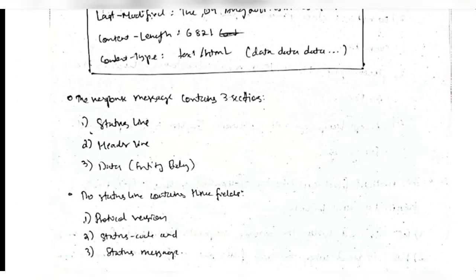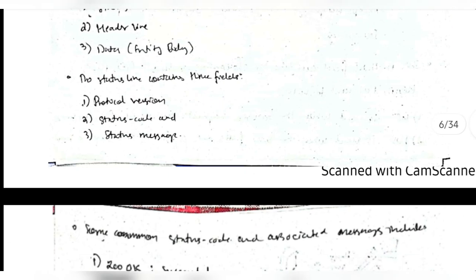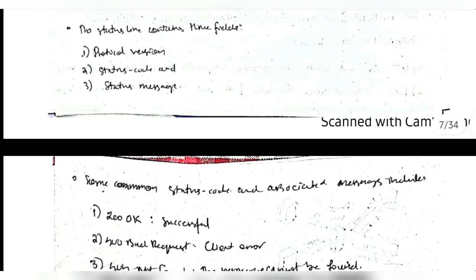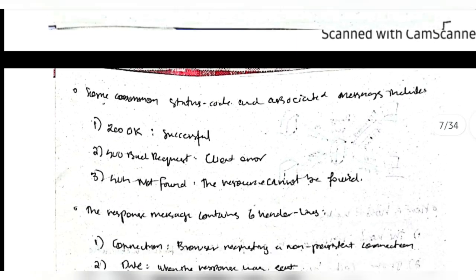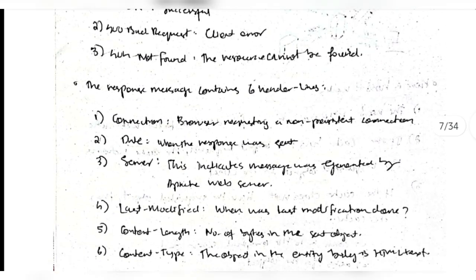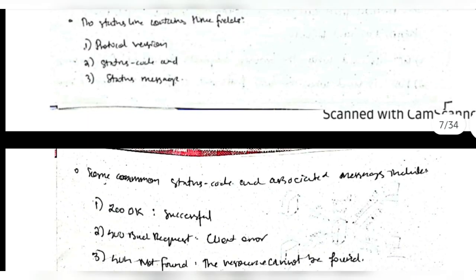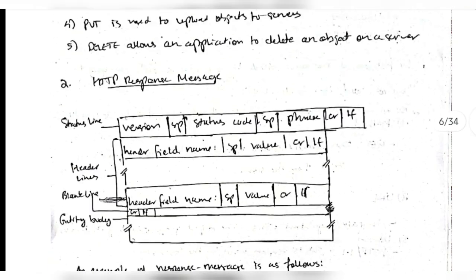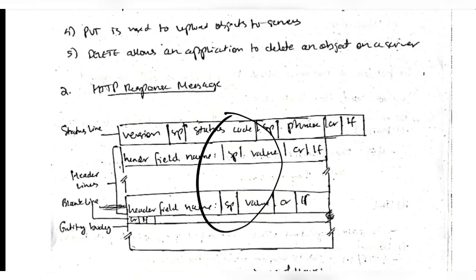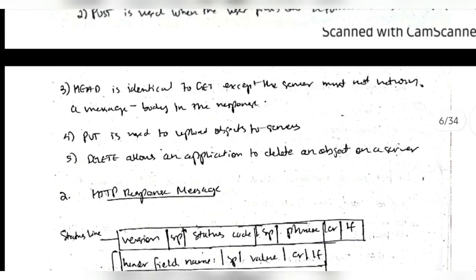The first one among these three is the status line, and the status line contains three fields: protocol version, status code, and status message. And the status codes, as I told you earlier, 200 means OK and 400 means it's an error. The response message contains 6 header lines, which are connection, date, server, last modified, content length, and content type. So you have to explain what I have written here, and you have to draw this diagram as well. And that would be sufficient for answering this question.